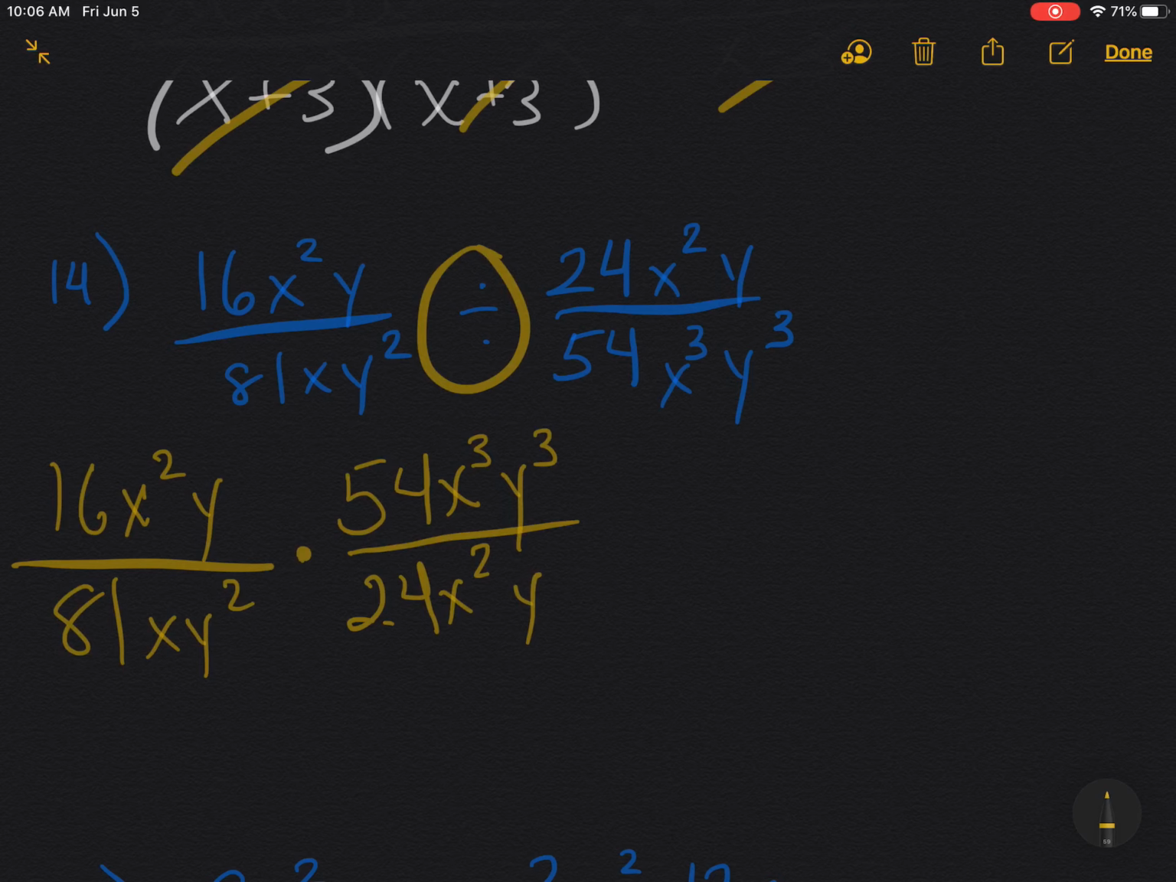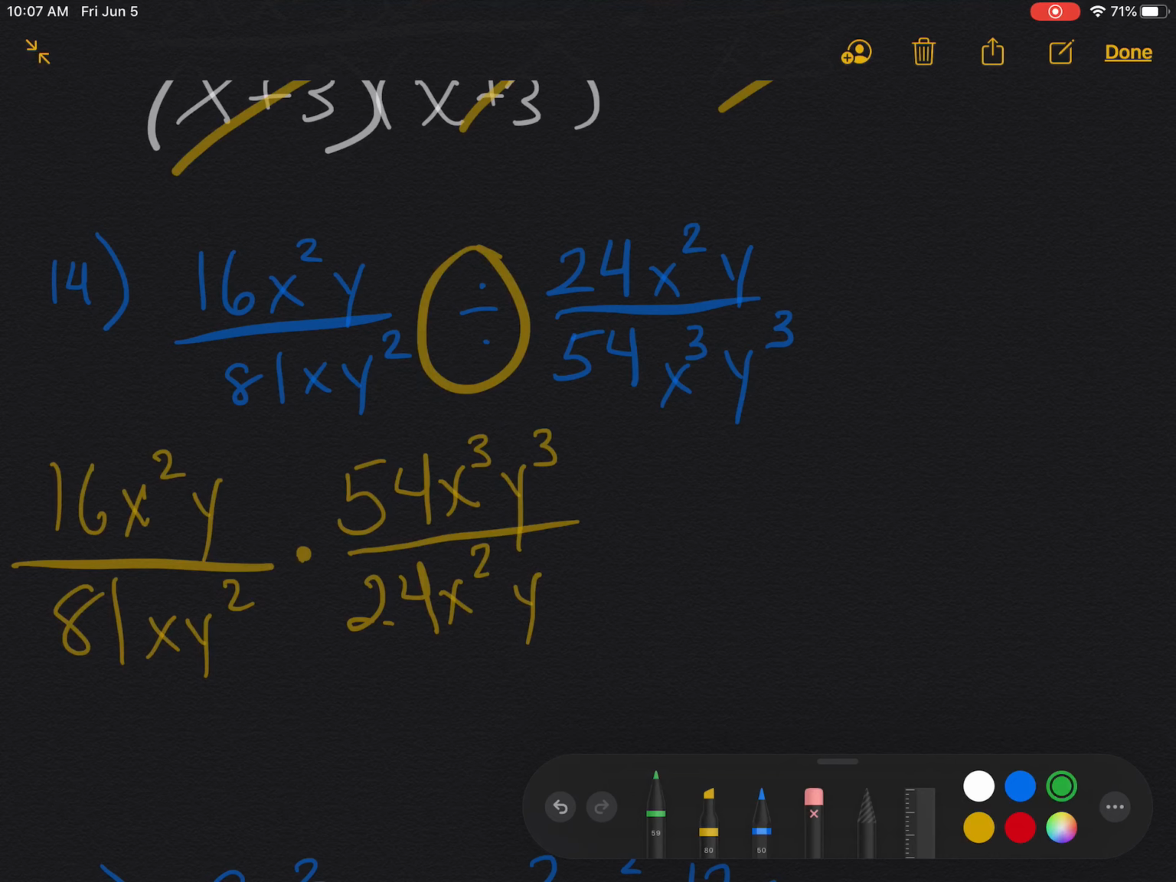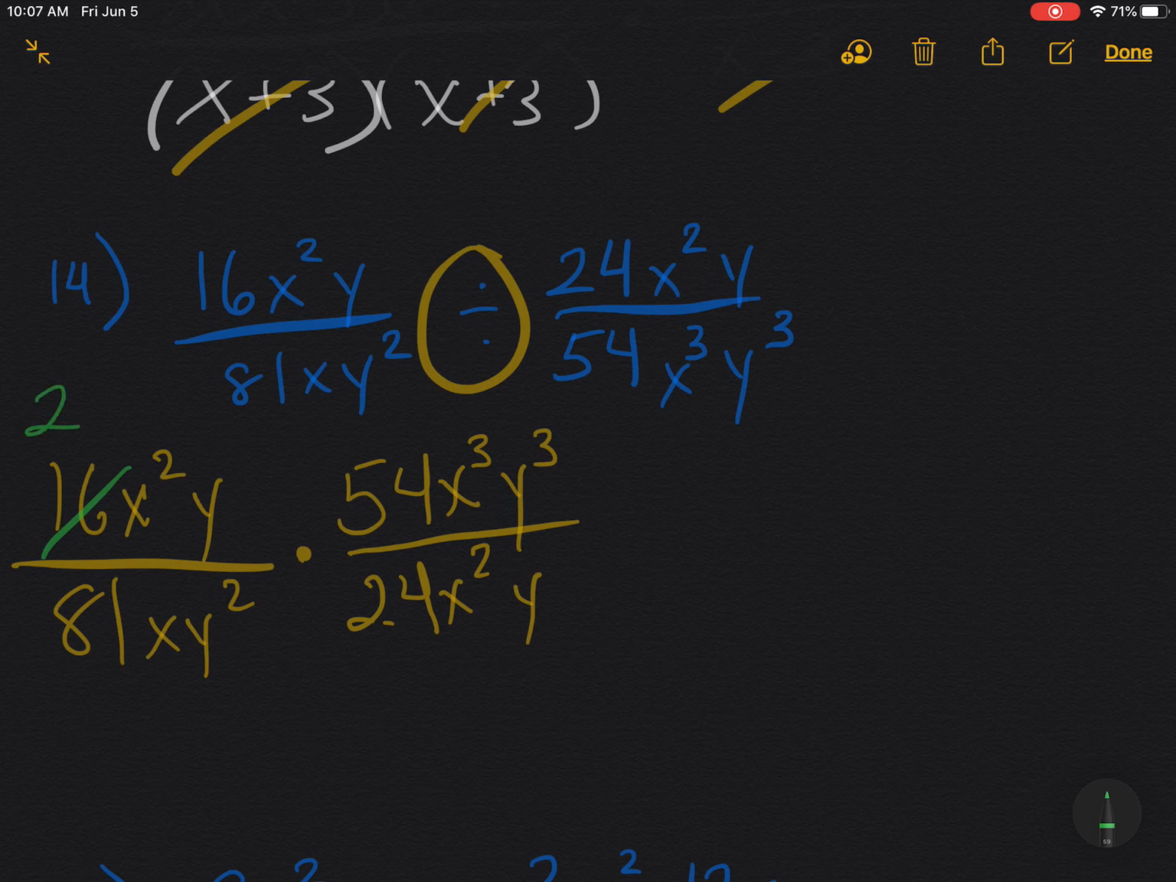So let's start with the 16 and the 24. Think of a number that they can both be divided by to make these numbers smaller. I want to say 8. 8 is a number that's definitely going to make these smaller, right? So let me use green. So 16, if I divide that by 8, that's 2. And if I divide 24 by 8, that's 3.